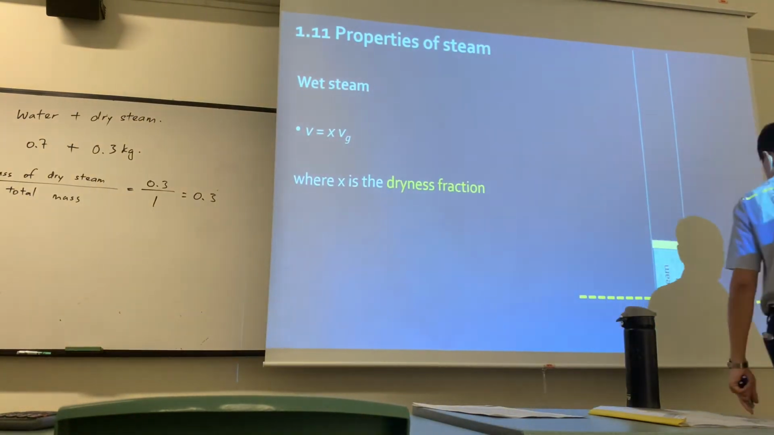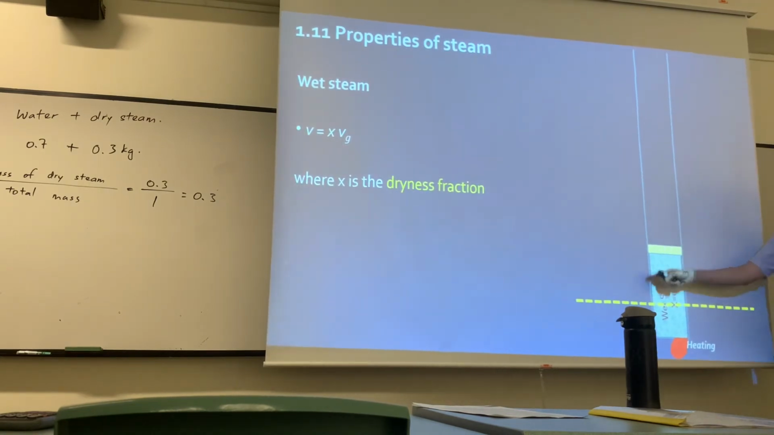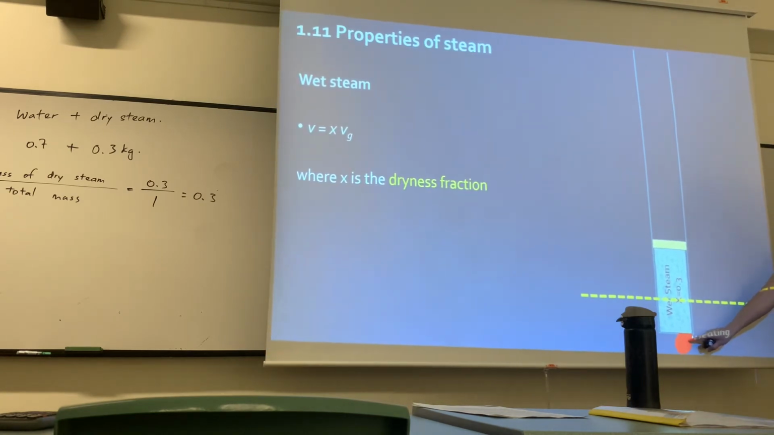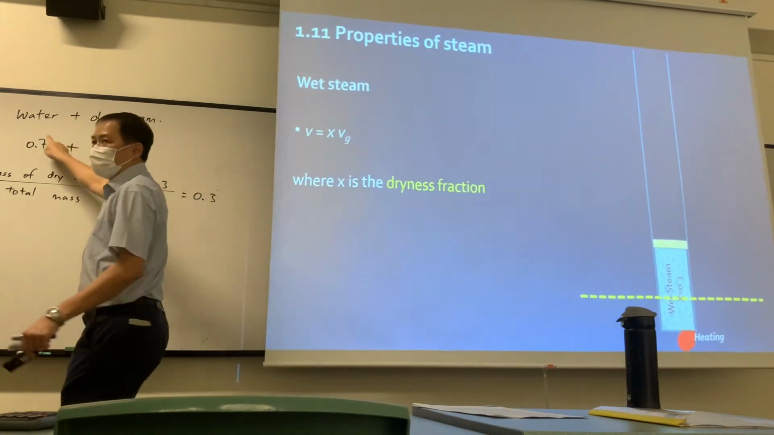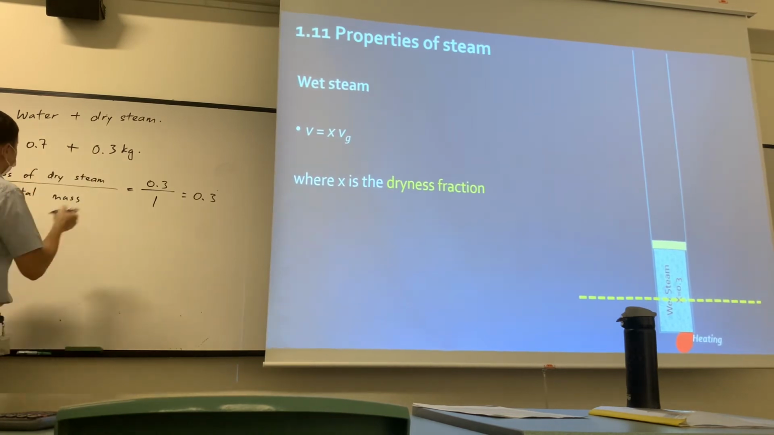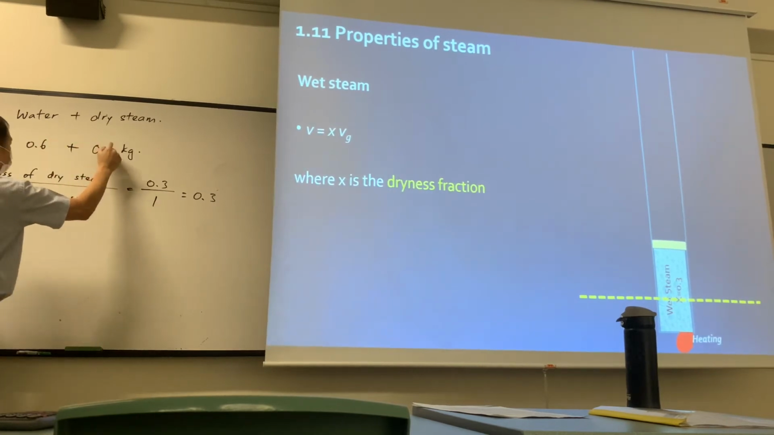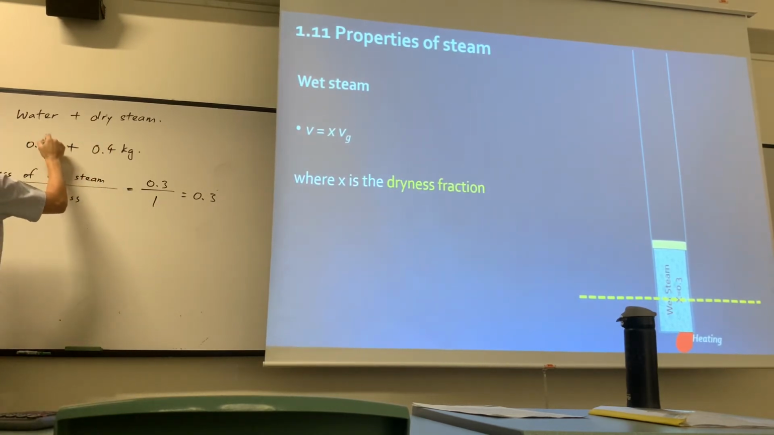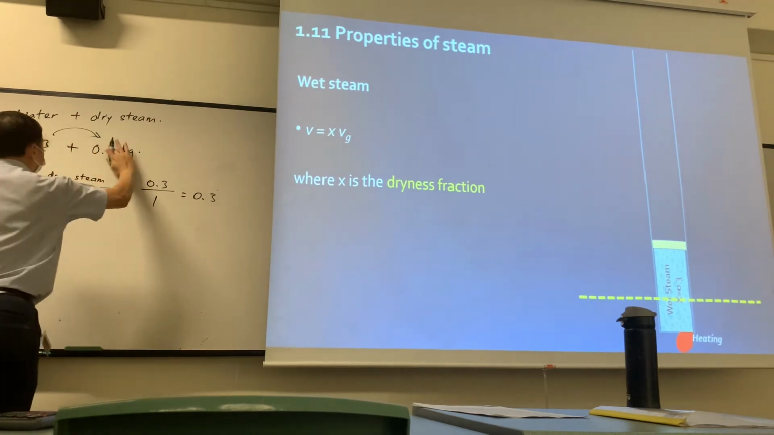So when you heat up the water and it becomes wet steam, it's a mixture of water and steam. But you still continue heating. So what happens? More and more of this water becomes dry steam. Let's say just now it was 0.3 and 0.7. Then it becomes 0.4 and 0.6, then slowly increases to 0.5 and 0.5. More and more water becomes dry steam.